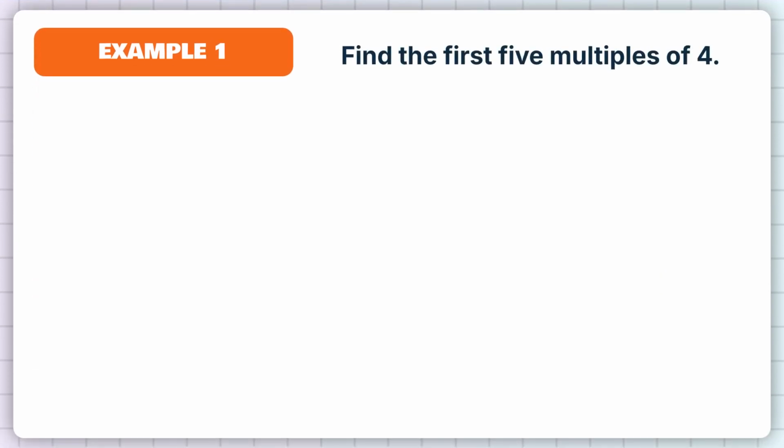Example 1, finding multiples. Let's start with a straightforward example. Suppose we want to find the first 5 multiples of 4. Let's go through this example step by step. First, multiply 4 by 1, which equals 4. Secondly, multiply 4 by 2, which equals 8.